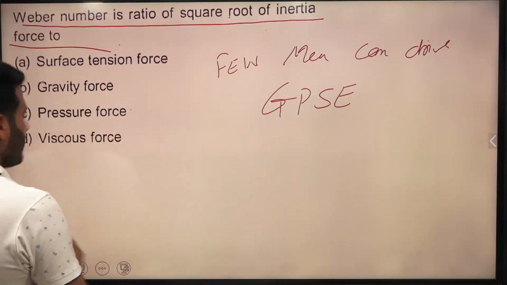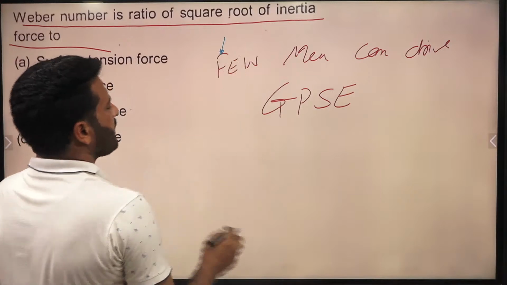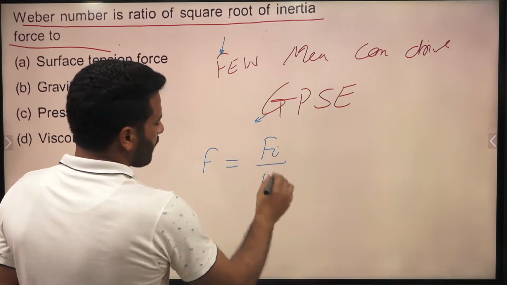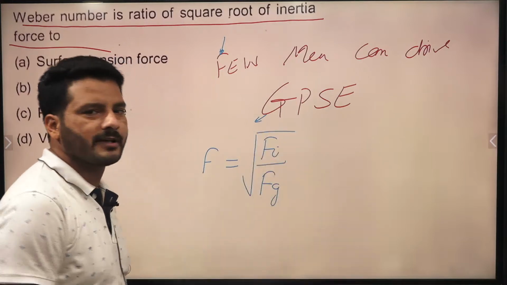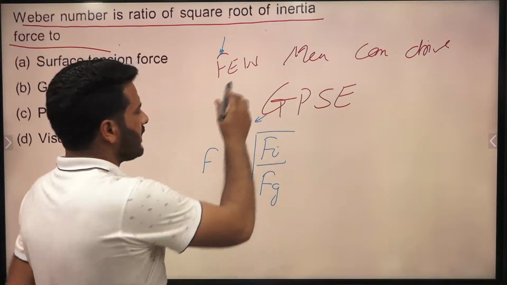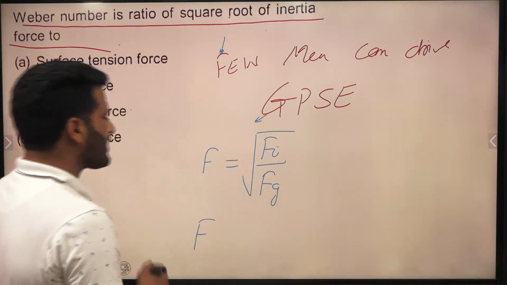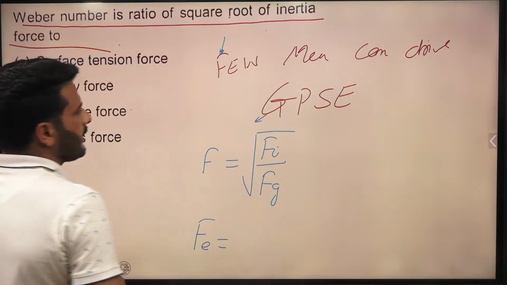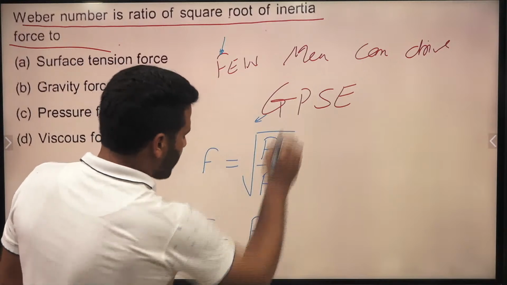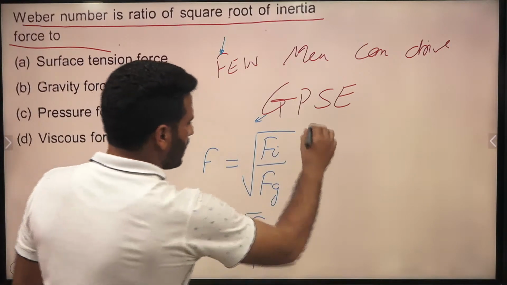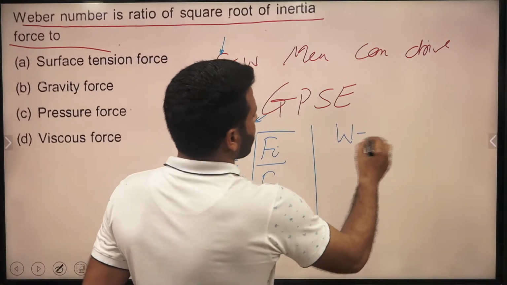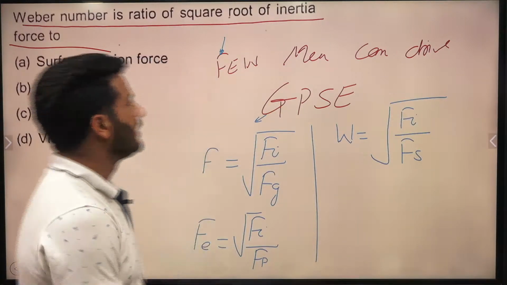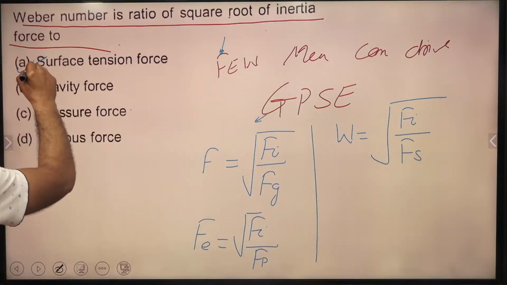So we know very well F is standing for the Froude number, and this Froude number is the ratio of inertia force. G stands for gravity. Froude number is the ratio of square root of inertia force to the gravity force. How to remember? Even how I remember. E stands for your Euler number. So it is the ratio of basically what? Ratio of inertia force to pressure force, P for pressure, square root. Okay, and W stands for Weber number. It is the ratio of inertia force to surface tension force, S for surface tension. So he asked here the Weber number. Answer will be option A.